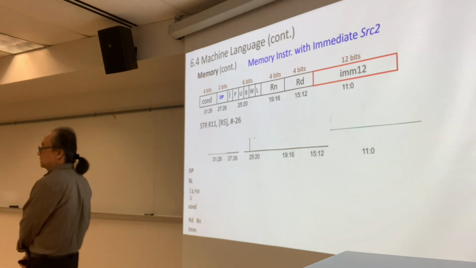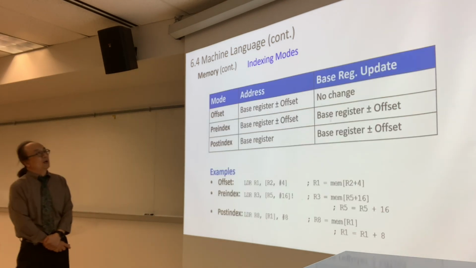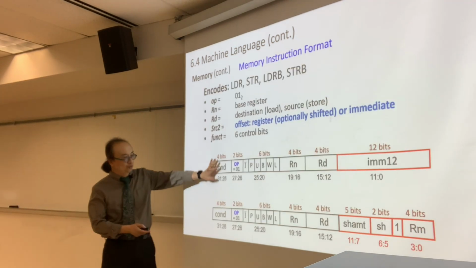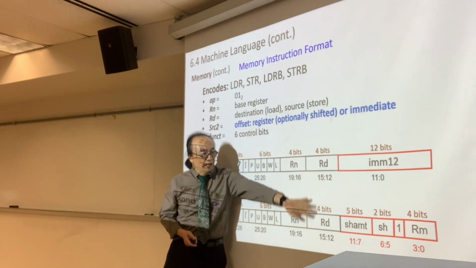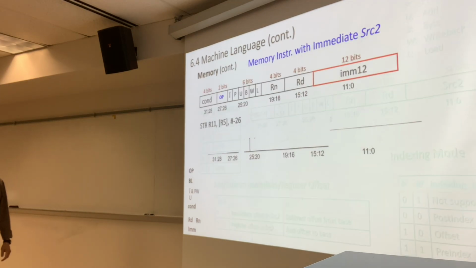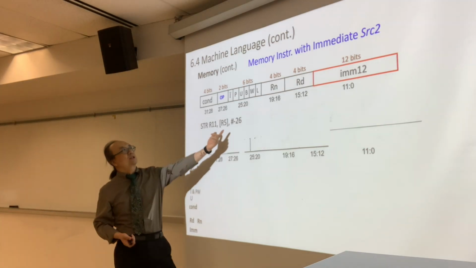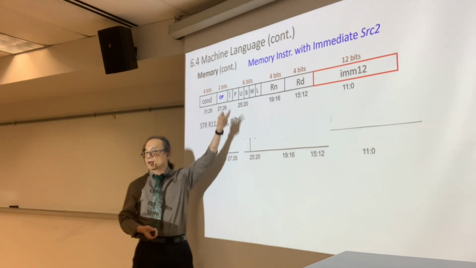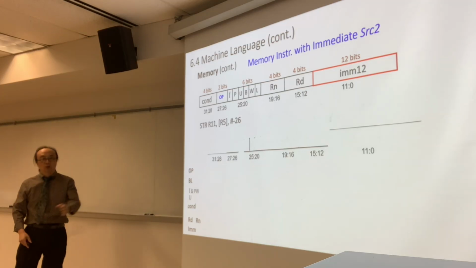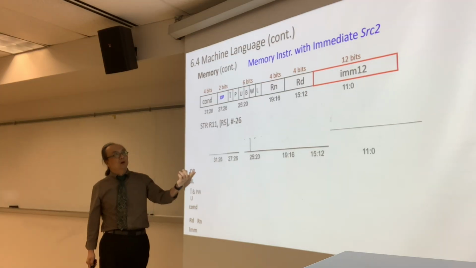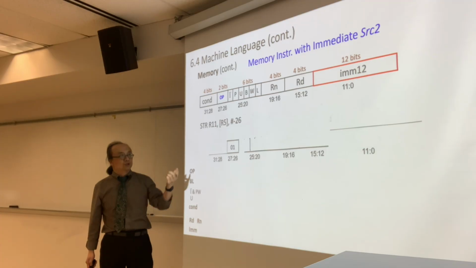So this is the first example in the memory. In the memory, we have two different formats, immediate and register with the shift. By looking at this number, negative 26, we have to use this format. Just like what we did, we're going to go through this sequence. Opcode for memory, 0, 1.